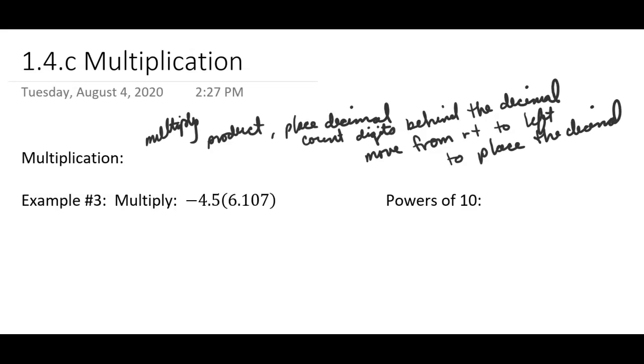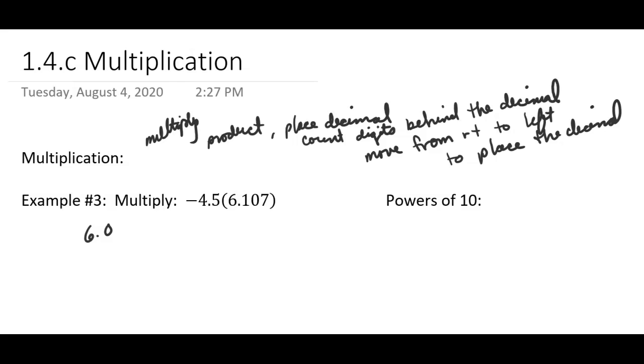Okay, so that's a lot of words and kind of an odd way of writing out the explanation, but hopefully you've done some problems like this somewhere in your past, and so hopefully it'll all come back to you. Okay, so in this example 3, I have negative 4.5 times 6.107. So I usually take the one that has the most digits and put it on top.